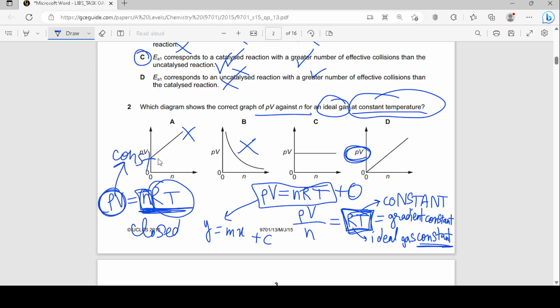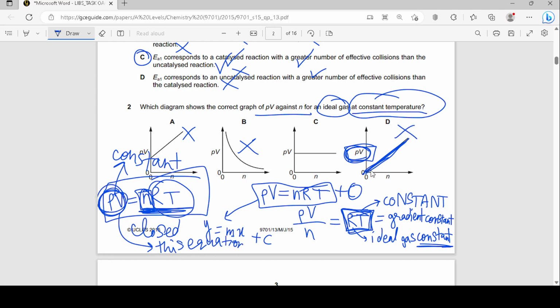So if PV is a constant and the gradient is constant, the choice is between C and D, right? But because PV is also a constant, it can't be increasing, as I showed from this equation. So nRT is all constant, which means PV is constant, so it can't be a sloped straight line. It has to be a straight line with zero gradient. Technically, zero gradient is also constant gradient, but the answer is C. PV is a constant and the gradient is just 0.